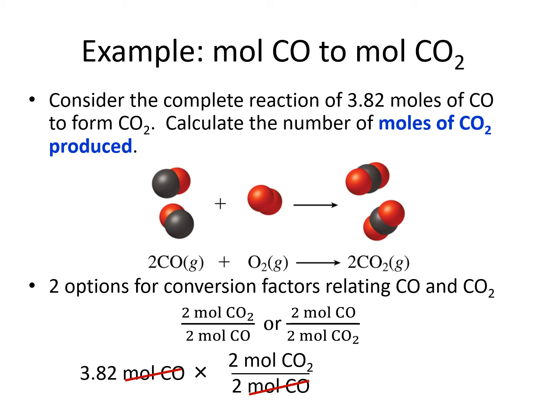Our balanced equation tells us that for every 2 moles of CO that go into it, 2 moles of CO2 will come out. We fill our coefficients into our stoichiometric factor and then do our calculation. 3.82 divided by 2 times 2 gives us 3.82. The units on that end up being moles of CO2, which is a different unit than we started with, even though the number ended up being the same.